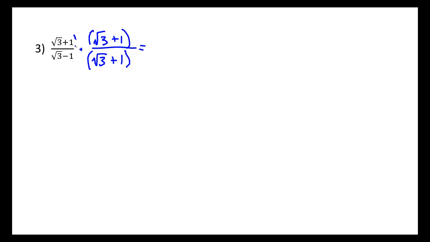Now let's continue. The multiplication across the top will be a bit more complicated this time. We'll have to FOIL this, or multiply binomial times binomial. Square root of 3 times square root of 3 would be 3. Outer times outer would be plus square root of 3. Inner times inner would be also plus square root of 3. And last times last would be plus 1.